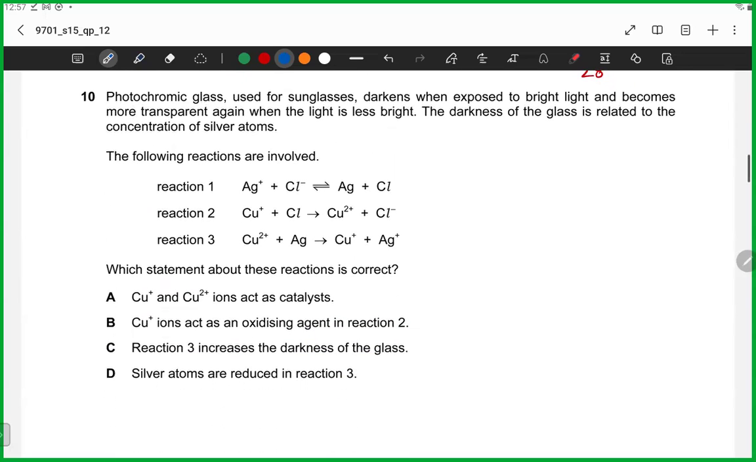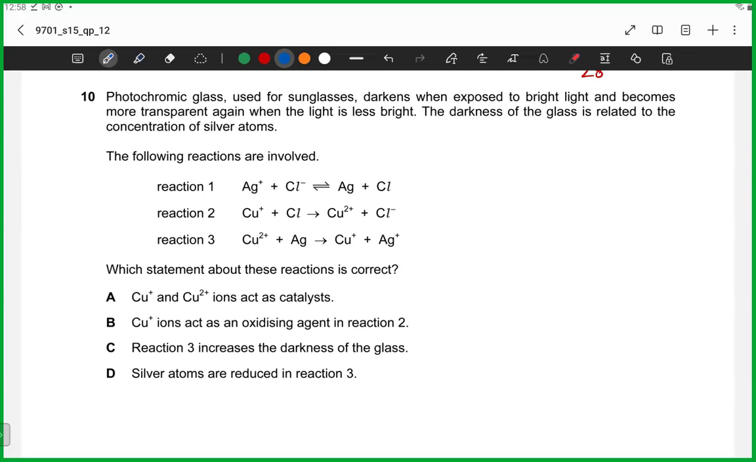So photochromic glass used for sunglasses darkens when exposed to bright light and becomes more transparent again when the light is less bright. The darkness of the glass is related to the concentration of silver atoms, right? The following reactions are involved. Now, which statement of these reactions is correct?